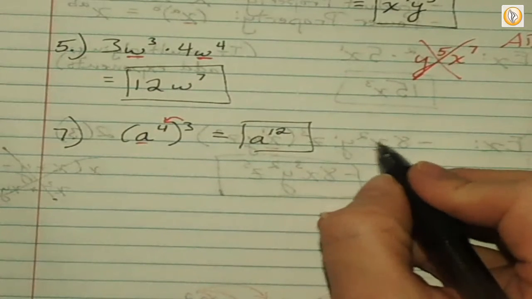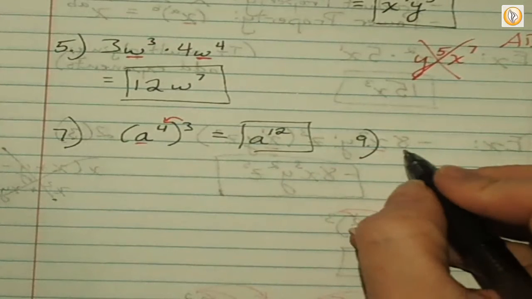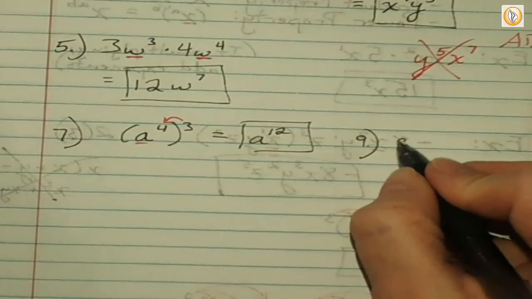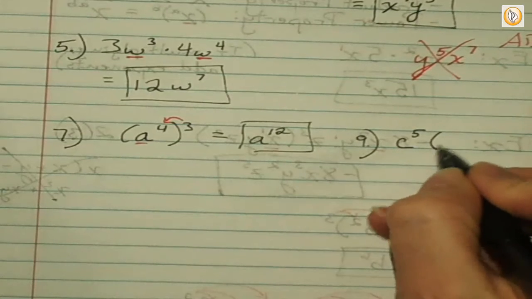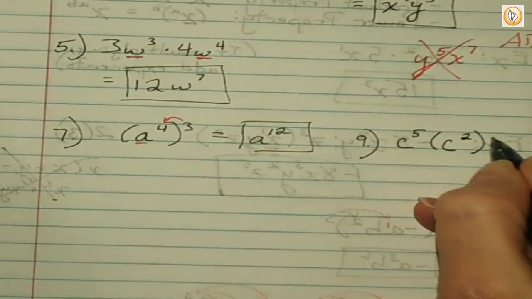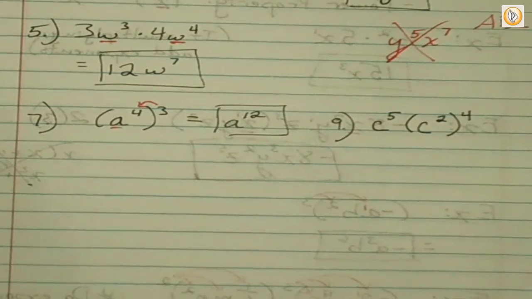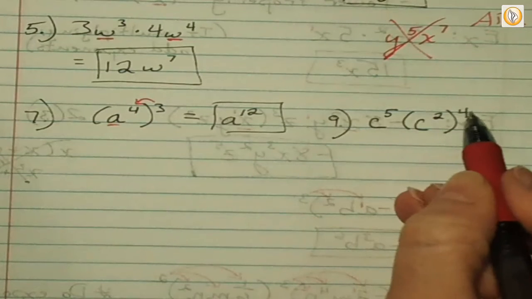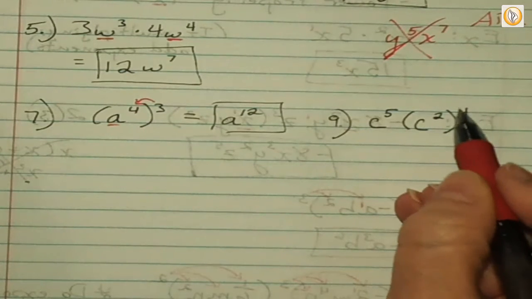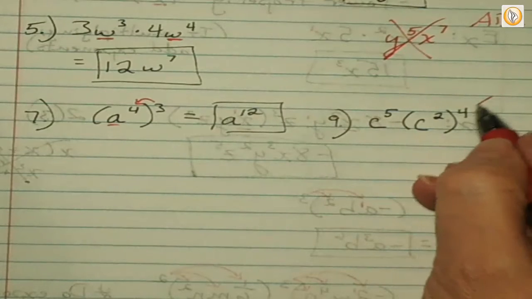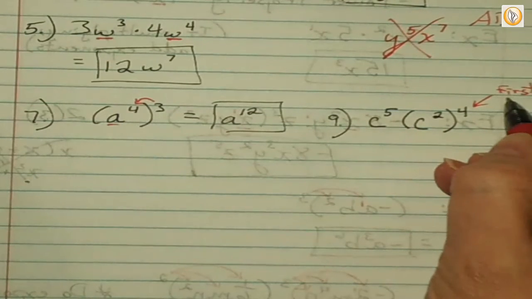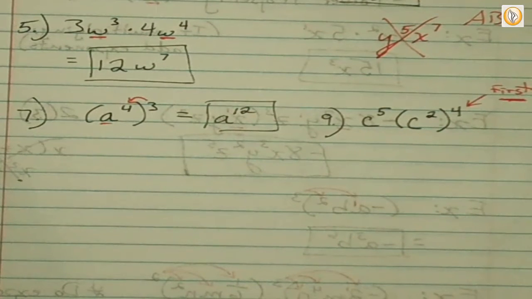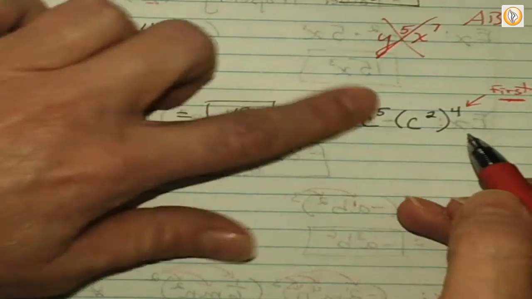All right, let's look at number 9. Keith, you're my next victim. I have c to the 5th power times c to the 2nd power to the 4th power. So my question is, which one are you going to do first? Are you going to do the c to the 5th power times this one, or are you going to mess with this little exponent here first? That's right. You're going to do this first, the one associated with the parentheses. How come? Because that's the rule, PEMDAS. Which do you do first, multiplying or exponents? Parentheses, exponents, multiplication, division. So we're going to do this first.